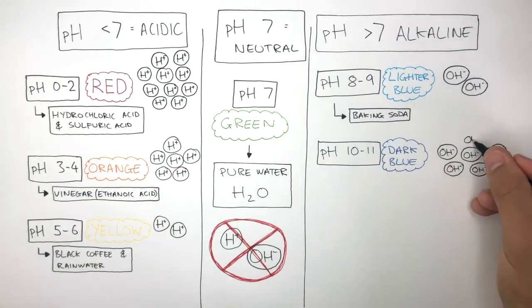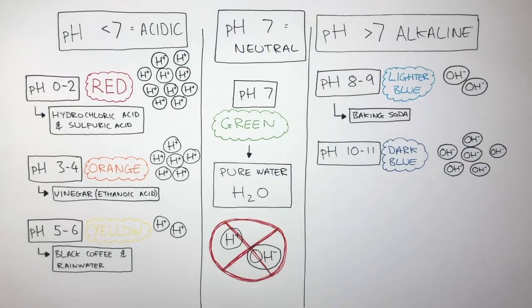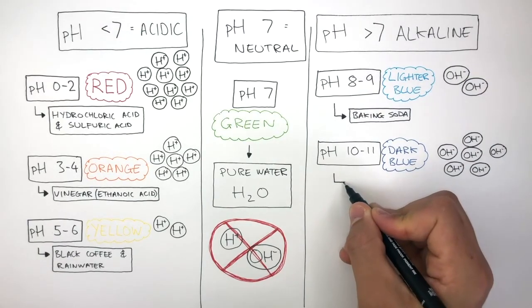A pH of 10 to 11 causes universal indicator solution to be dark blue and will have more hydroxide ions in solution compared to a pH of 8 to 9. An example of a pH of 10 to 11 could be washing powder.